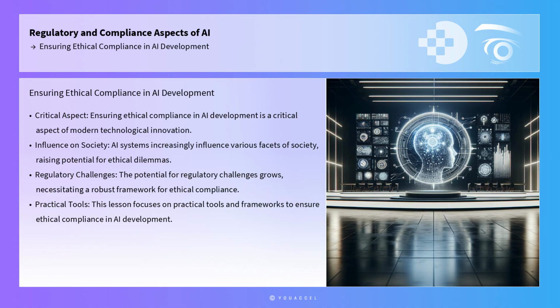Ensuring ethical compliance in AI development is a critical aspect of modern technological innovation, especially as artificial intelligence systems increasingly influence various facets of society. As AI continues to evolve, the potential for ethical dilemmas and regulatory challenges grows, necessitating a robust framework for ethical compliance. This lesson focuses on practical tools and frameworks that professionals can implement to ensure ethical compliance in AI development, providing actionable insights to address real-world challenges while enhancing proficiency in this domain.